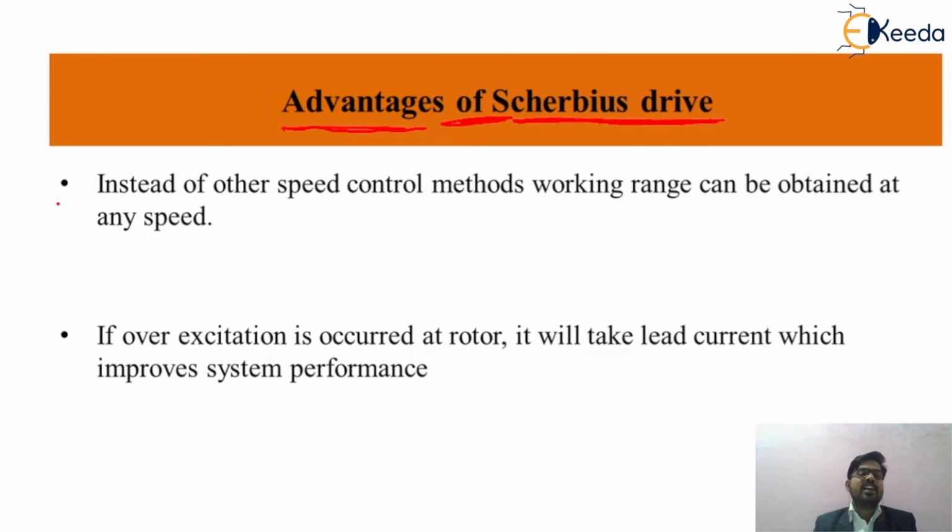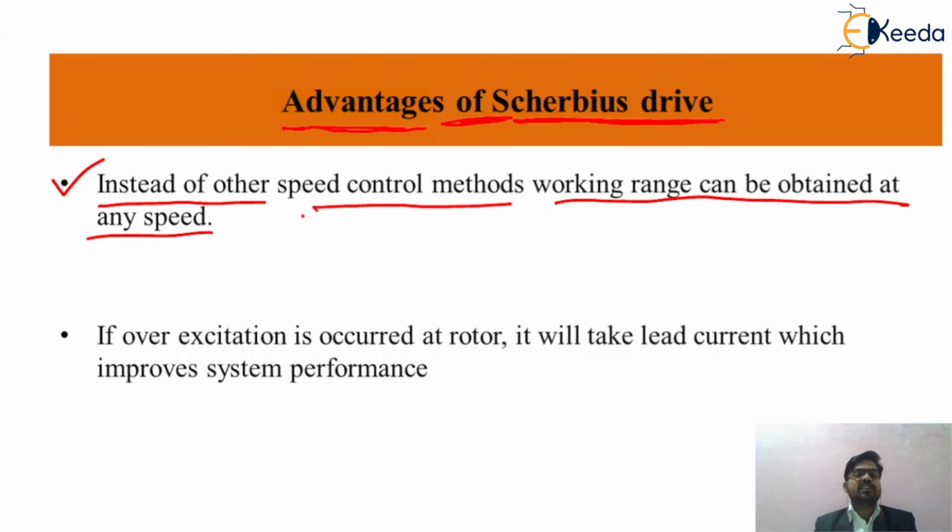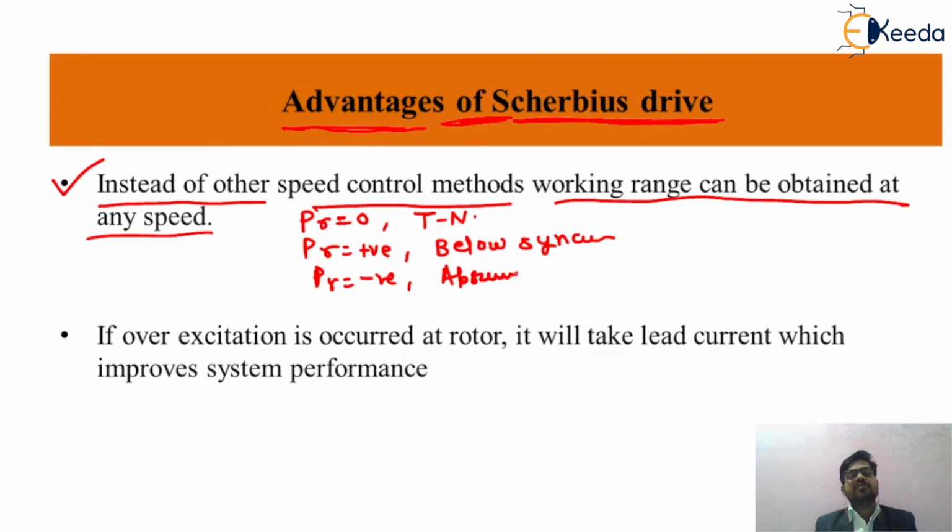So friends, the first advantage of the static Scherbius drive, compared to other speed control methods, is that the working range can be obtained at any speed. If the value of PR is 0, then the natural torque speed characteristic is obtained. If PR is positive, then speed control below synchronous speed is possible. So the range is very large. When PR is negative, obviously speed above synchronous speed is possible. This is the first advantage of your static Scherbius drive, because with rotor resistance control, most of the power will be wasted.